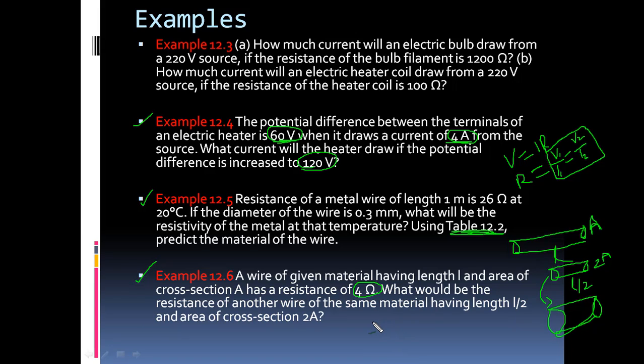So here we need to find out resistance. This is a question of resistivity, as it is given that these two wires are made up of the same material. So resistivity equals R times A divided by L. This is the formula of resistivity. For a particular material, the resistivity is constant. So here what can be written?